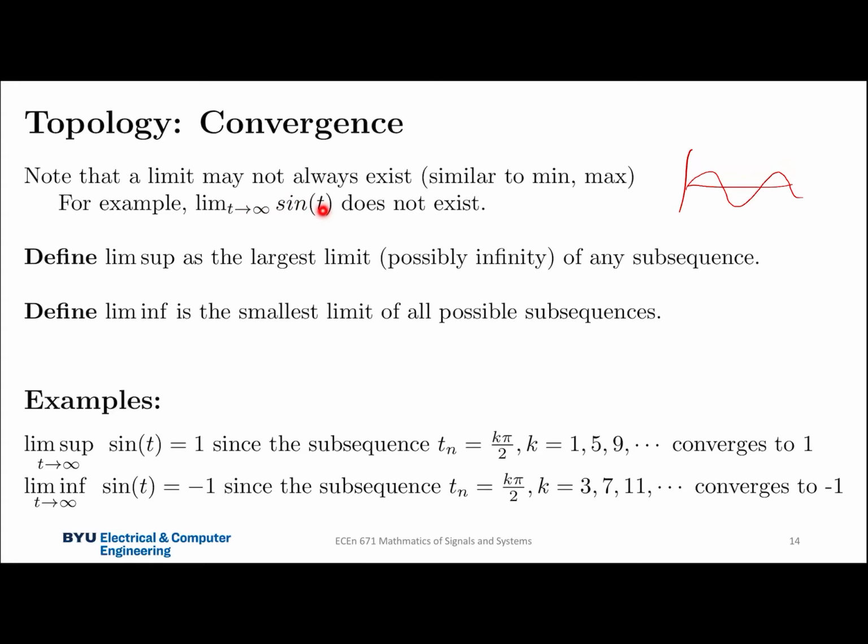In the same way, we can define something called the lim sup and the lim inf. The lim sup is basically the largest limit of any subsequence. So the lim sup of sine of t is equal to 1 because there's a subsequence t_n that converges to 1. So in other words, there's a sequence here.